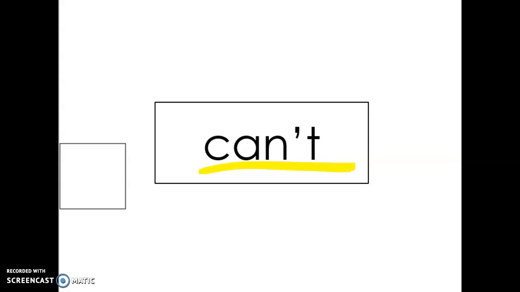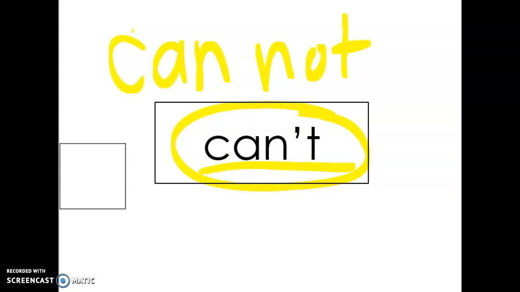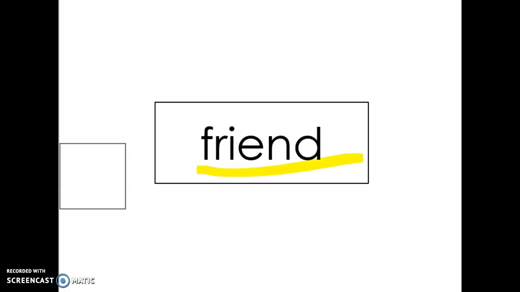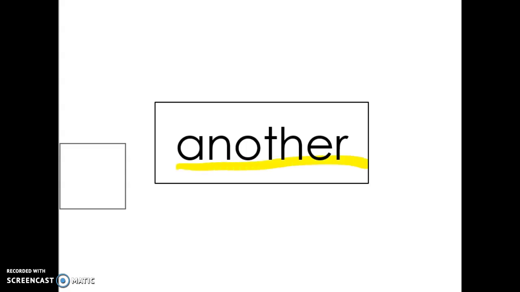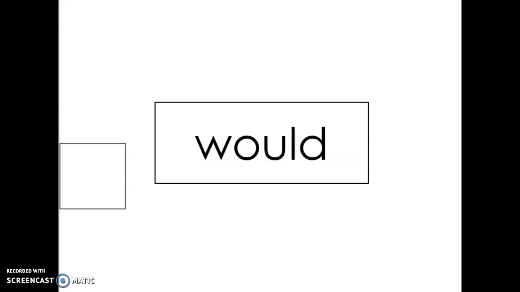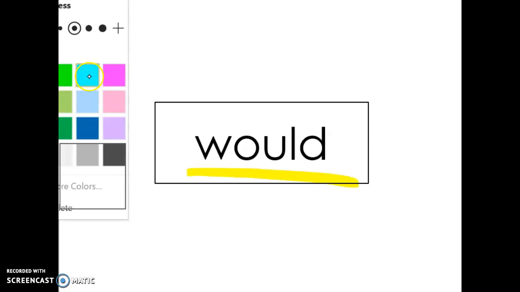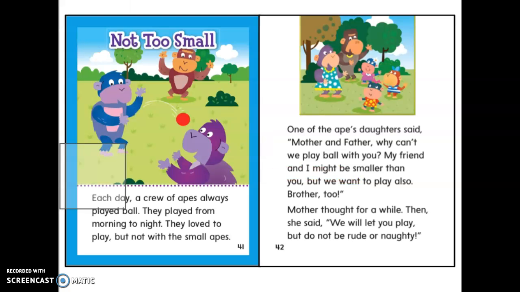What's the word? This word is a contraction for the words can not. So remember when we have a contraction with not, we get rid of the O and put an apostrophe in its place. Next word. This word is friend. What's the word? This word is want. What's the word? This word is another. What's the word? And this word is would. What's the word?